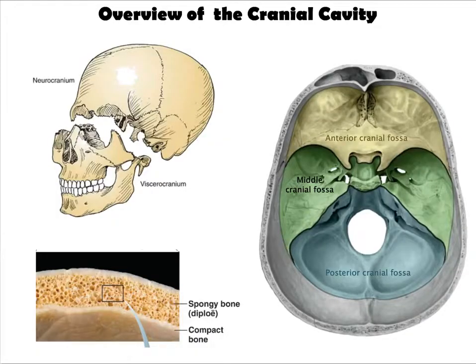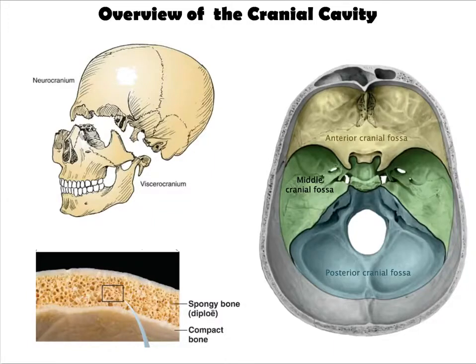To begin, recognize that the skull is divided into two parts. The visceral cranium is made up of 14 facial bones. The neural cranium, which is the focus of this self-study, is comprised of 8 cranial bones that form the cranial vault in order to protect the brain, its meningeal coverings, and associated structures.